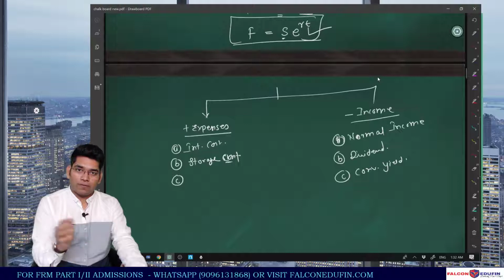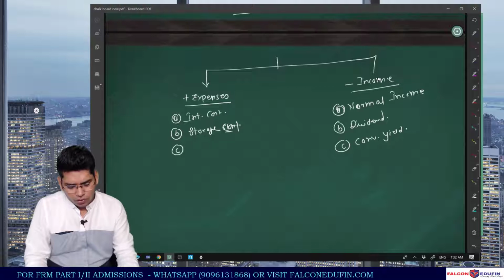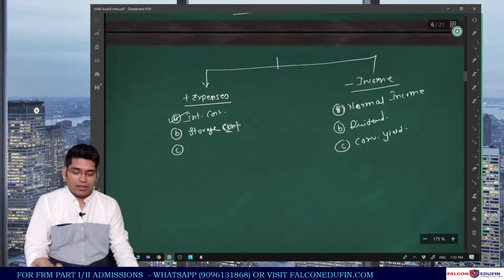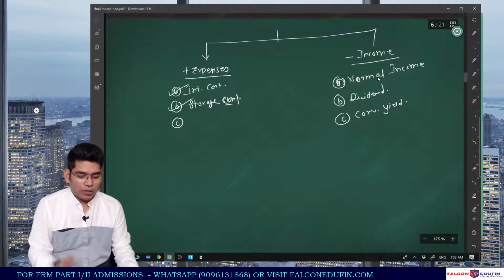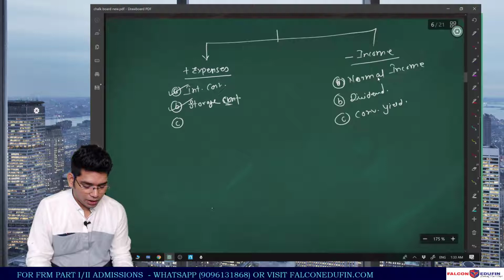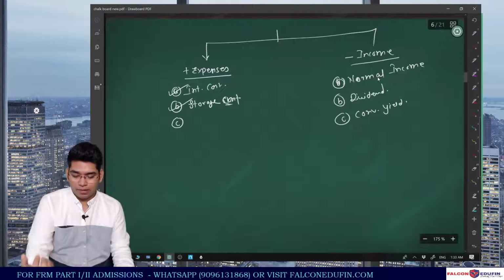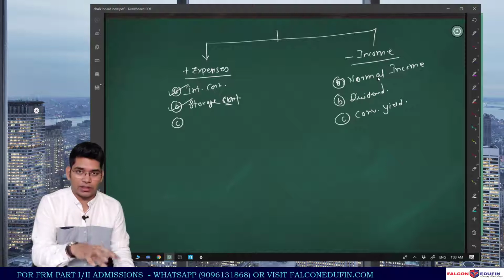Okay, what to add, what to reduce. So expenses are to be added, income are to be reduced. To whom? These expenses to the owner and income to the owner, right? So you can easily understand what is interest cost, you can easily understand what is storage cost, why it is added, and obviously the equation is going to change if it is continuously compounded or continuous earning, which is in the case of the dividend in general.